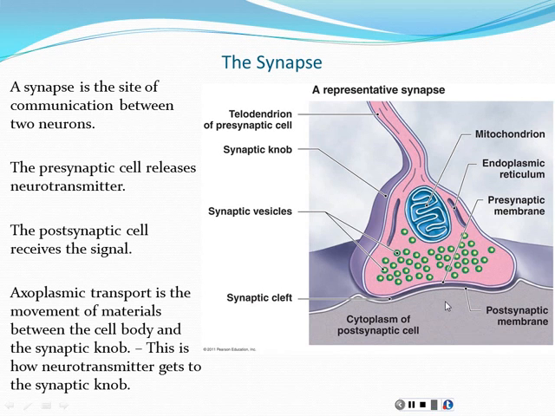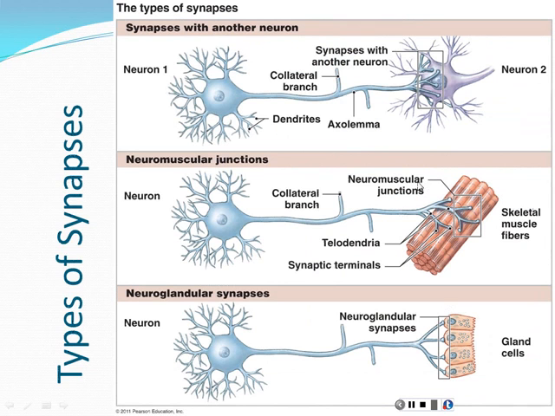All right. Let's see. There are multiple types of synapses in the body. Three main ones, though. The first is nerve to nerve.